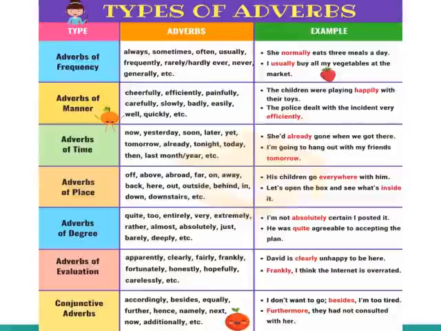Then adverbs of degree. I'm not absolutely certain I posted it. Or he was quite agreeable to accepting the plan. So whatever is being said in the sentence is being backed by the adverb of degree. Then adverbs of evaluation. David is clearly unhappy to be here. Here clearly shows the evaluation of the person who has made this sentence, that David is clearly unhappy to be here. Then conjunctive adverbs. These adverbs are used to conjoin two sentences. I don't want to go. Besides, I'm too tired. So here we have conjoined two sentences, I don't want to go and I'm too tired, with the word besides.